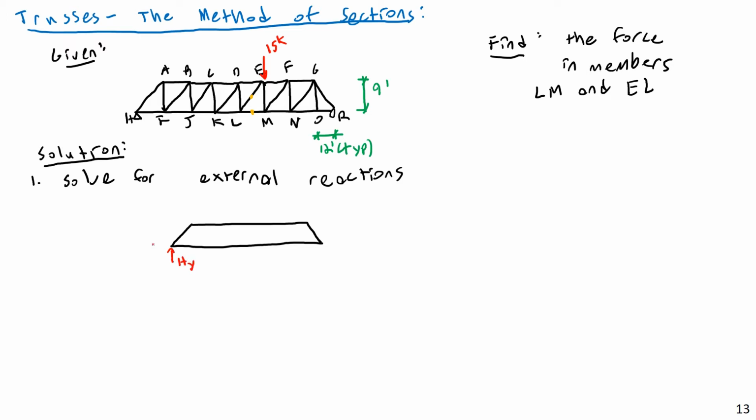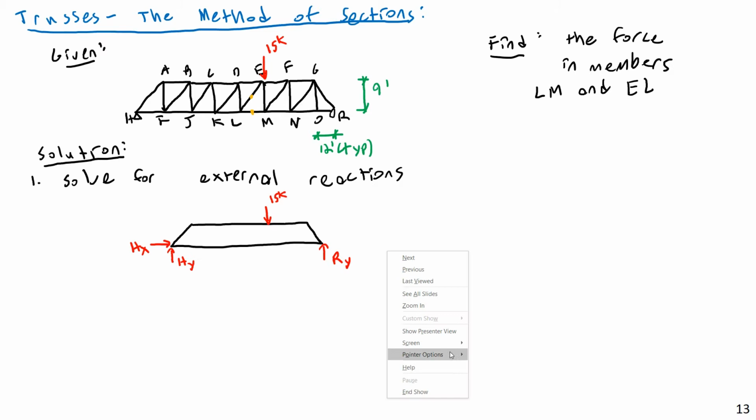We're going to have an HY and an HX, because this is a pin support. Then on joint P, we're going to have an PY. And then applied here at joint E, we'll have a 15 kip force downward.